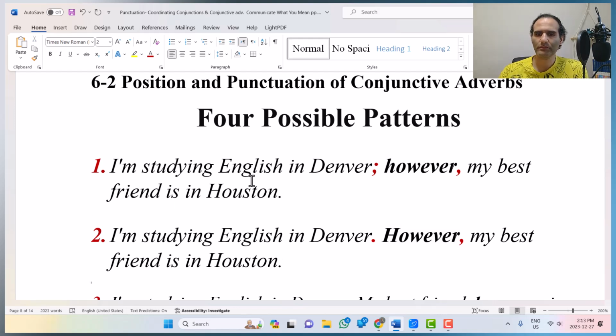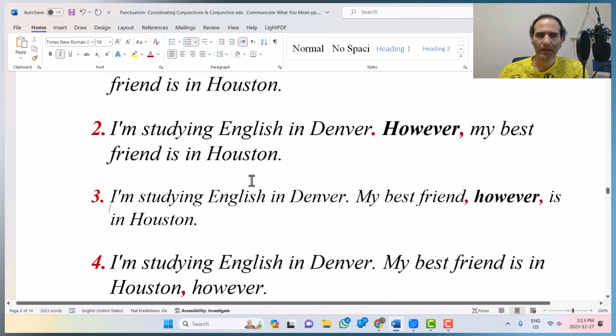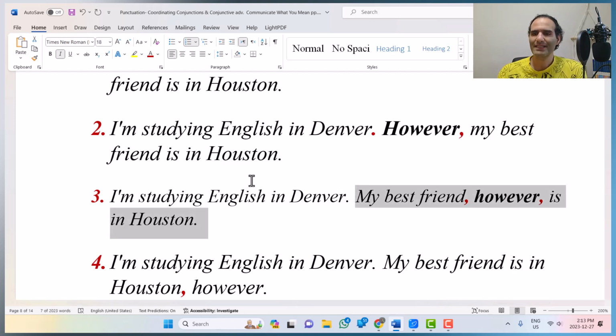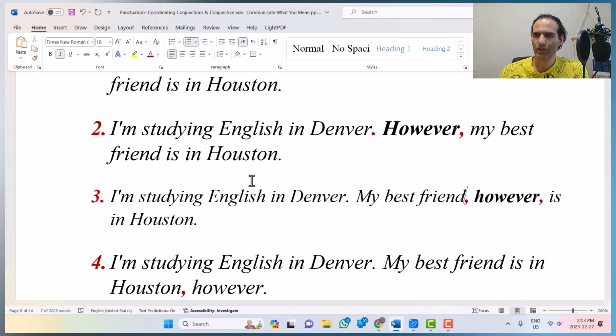Okay? Number 3, I'm studying English in Denver, independent clause 1 finished, period. The second clause and your conjunctive adverb falls in the middle of the second clause. It's not connecting two independent clauses in between. It is in the middle of one clause. So it comes with comma, comma. My best friend, however, is in Houston. Set off with two commas.